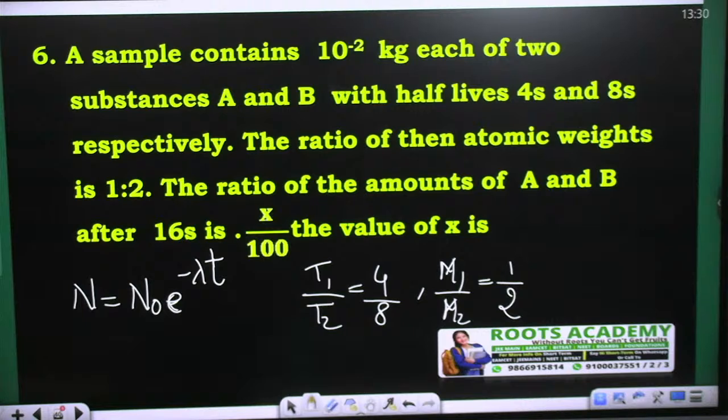So let's try to find a relation. Using this relation, we cannot directly solve it. So we need to have a relation between small t and capital T. Then we can do it, okay? So how do we do this?